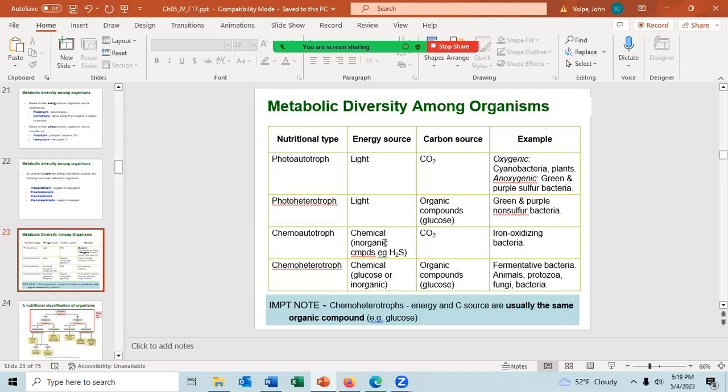And you'll notice that the chemosynthetic bacteria are split into two classifications. They can be chemoautotrophs or they can be chemoheterotrophs. The difference is where they get their CO2. The chemoautotrophs or chemosynthetic bacteria use CO2 for their carbon source. The chemoheterotrophic chemosynthetic bacteria get their carbon source from an organic chemical compound such as glucose.